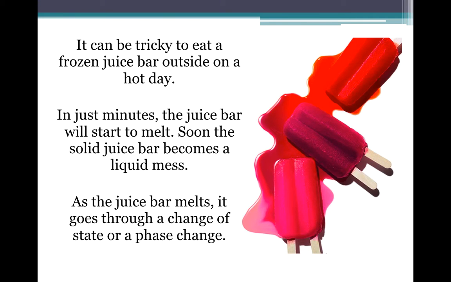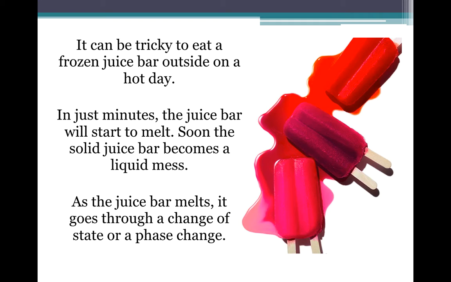So we have talked about what the particles are like in each of the states of matter. We are now going to look at what happens to those particles when they go through a phase change, when they change from one state to another. Imagine being outside on a hot day trying to eat a frozen juice bar. In just a few minutes, the juice bar starts to melt, it drips all over your hand and down onto the sidewalk, and soon becomes a liquid mess.